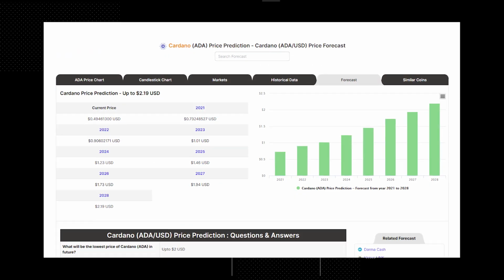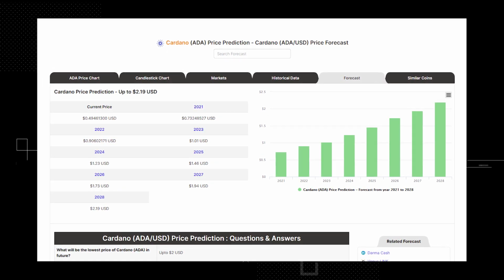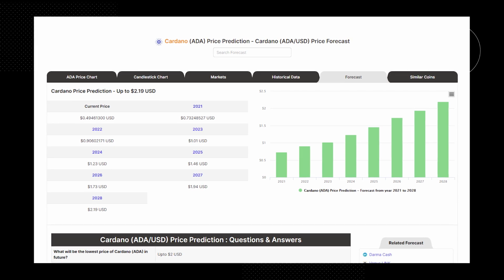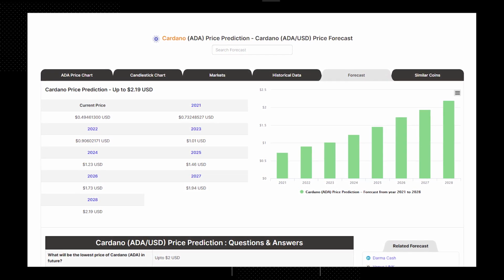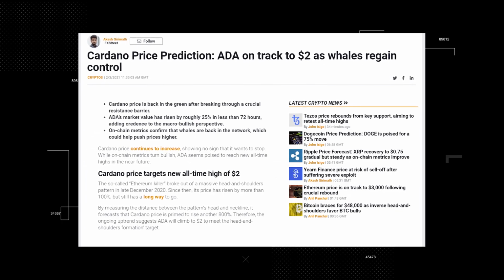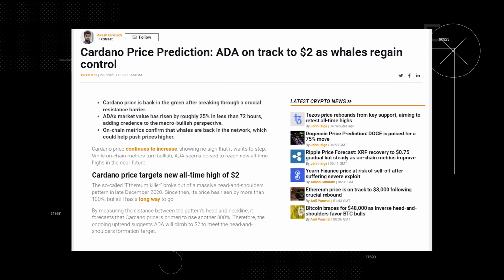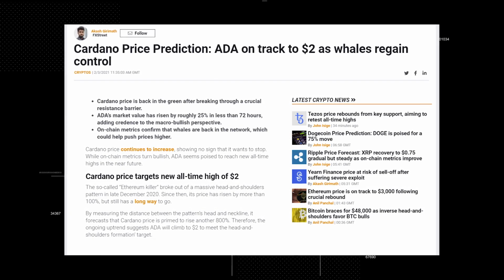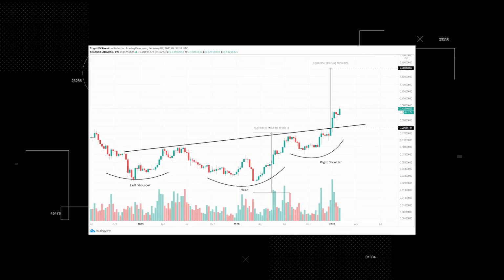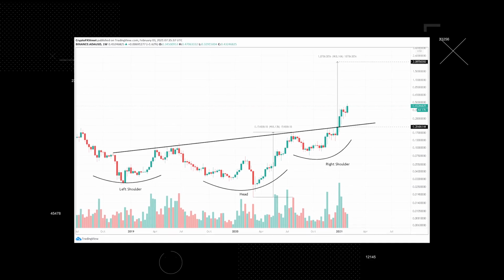DigitalCoinPrice.com sees Cardano increasing steadily, with ADA trading at an average of 62 cents in 2021, 88 cents in 2023, and 94 cents in 2025. FX Street claims by measuring the distance between the pattern's head and neckline, it forecasts that Cardano's price is primed to rise another 800%. Therefore, the ongoing uptrend suggests ADA will climb to $2 to meet the head and shoulders formation target.